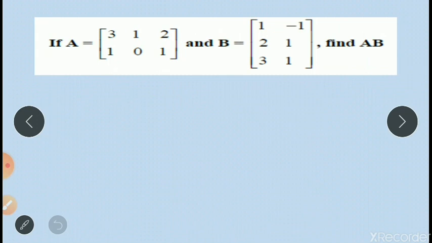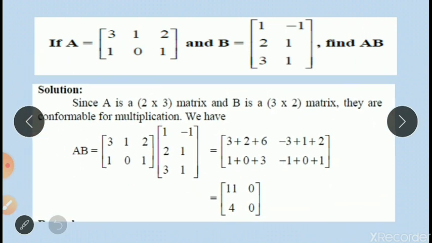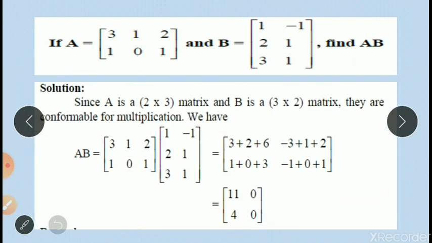Let me take another example. If A is equal to [3, 1, 2; 1, 0, 1]. This is 2 into 3 matrix, and B is equal to [1, -1; 2, 1; 3, 1]. Find AB. Now we have to find out AB. See here, we have to multiply the first row with the first column.